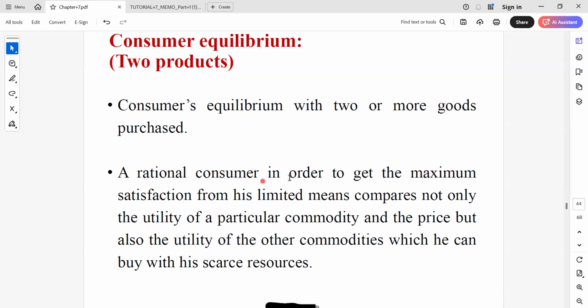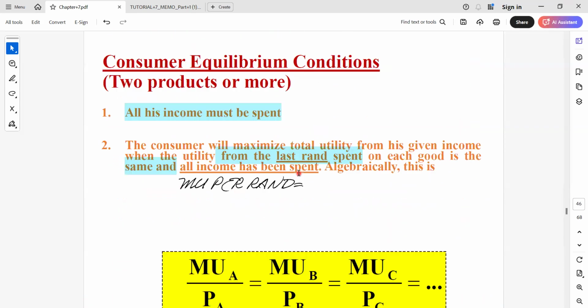They're saying here, a rational consumer, in order to maximize satisfaction from his limited means, compares not only the utility of a particular commodity and the price, but also the utility of the other commodities which he buys with his scarce resource. Scarce resource here is referring to your income. So when you're buying two products, you have to compare the satisfaction you get from this product and this product, and also the price of this product and this product, and also compare that with the income that you have.